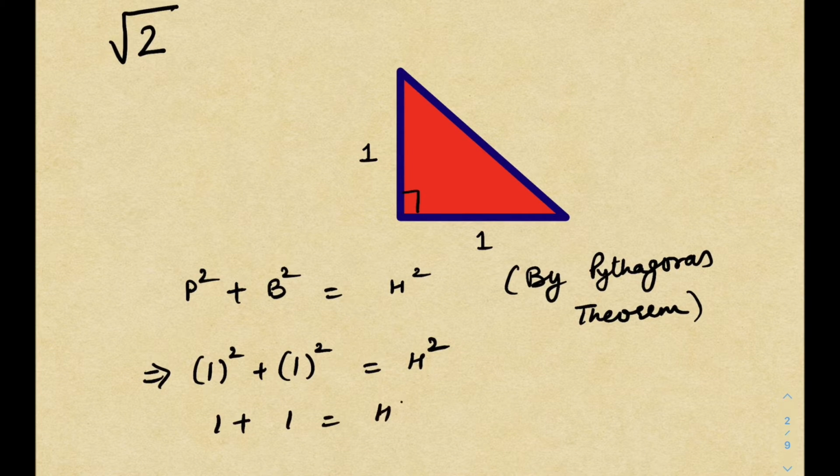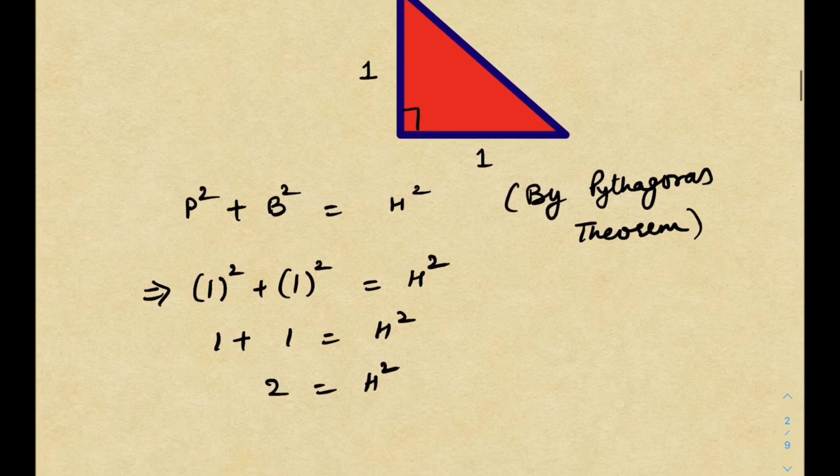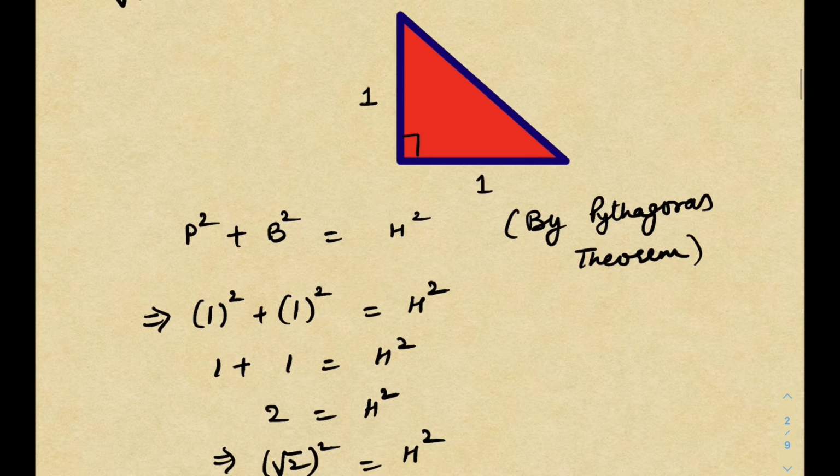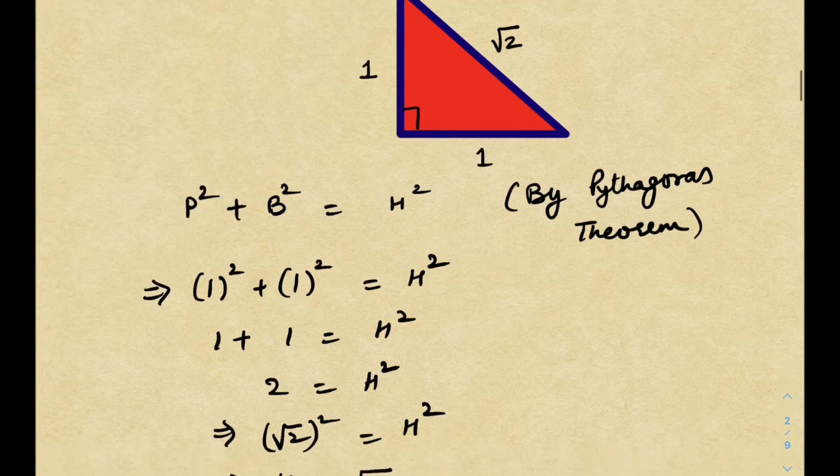When we solve this, we get hypotenuse square is equal to 2 and we know 2 is a square of root 2. So that gives us that the value of hypotenuse is root 2. So in the given triangle, when we take base as 1 and perpendicular as 1, we get the hypotenuse as root 2.